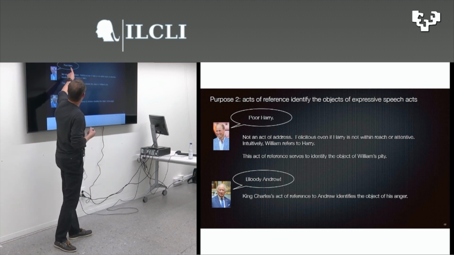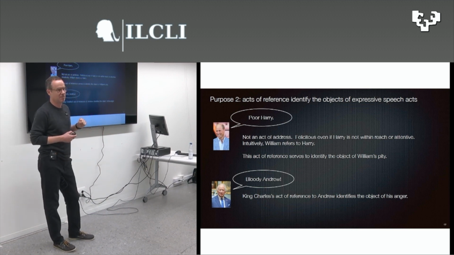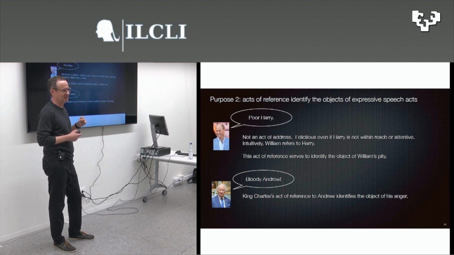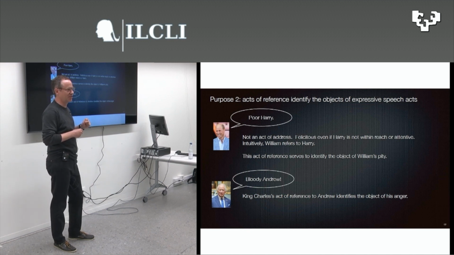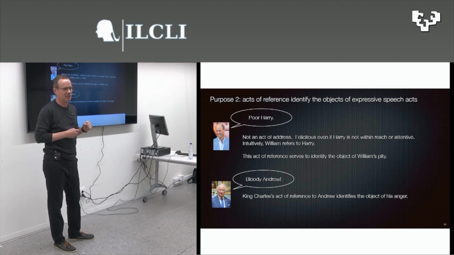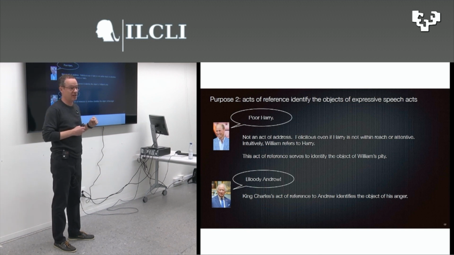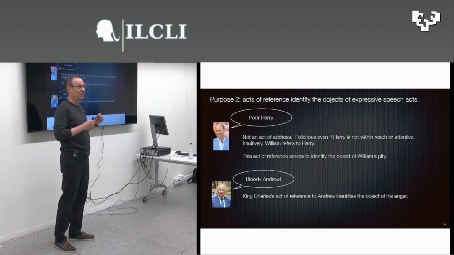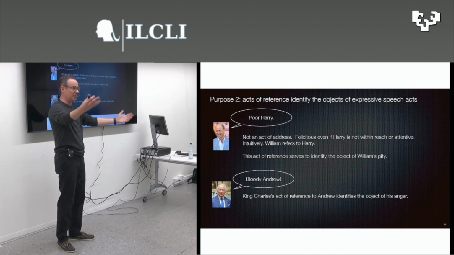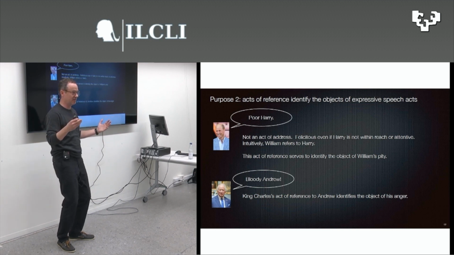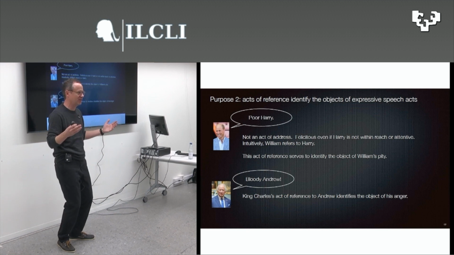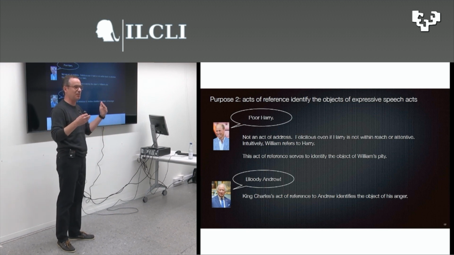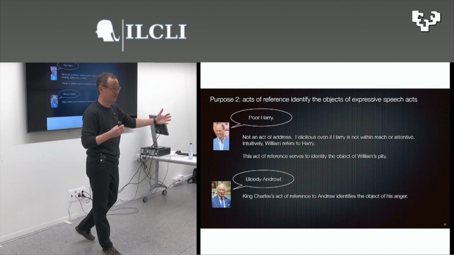Now, first, that is not an act of address. All right? That utterance could be perfectly felicitous, even if Harry is on the other side of the world. Harry need not be within reach or attentive in order for that to be a felicitous speech act. So I think that's an act of reference. I think William is referring to Harry when he says, poor Harry, okay? But that expressive speech act, he's expressing pity. There are no satisfaction conditions there. There are no truth conditions, fulfillment conditions, answerhood conditions. So the role of reference there cannot be to help determine satisfaction conditions because there are no satisfaction conditions.